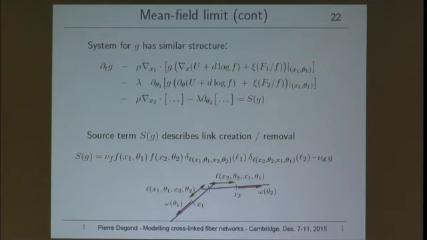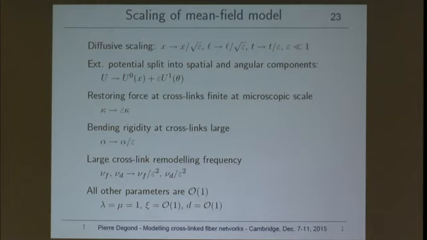We're not going to stop here because it's still quite complicated. So now the idea is to make a scaling in order to get a macroscopic model. How do we do the scaling? We essentially do a diffusive scaling. We introduce a parameter epsilon, which is the ratio of the small to the large scale, and we scale the position like square root of epsilon and the time like epsilon, so typically a diffusive scaling.